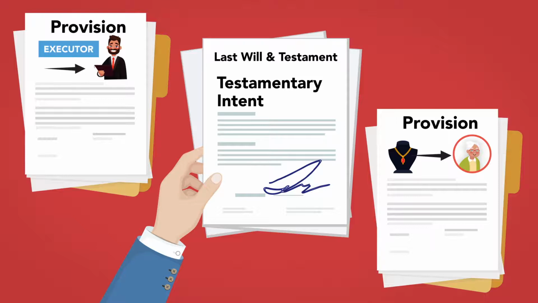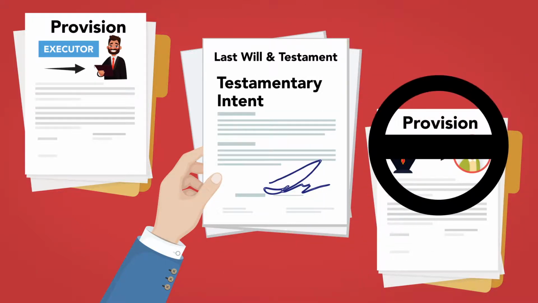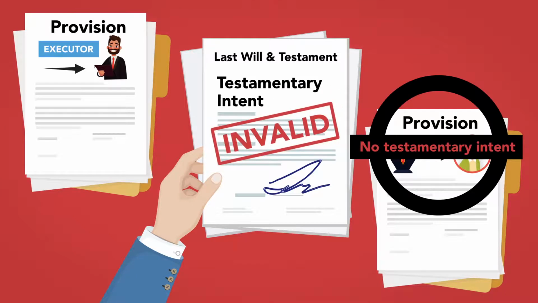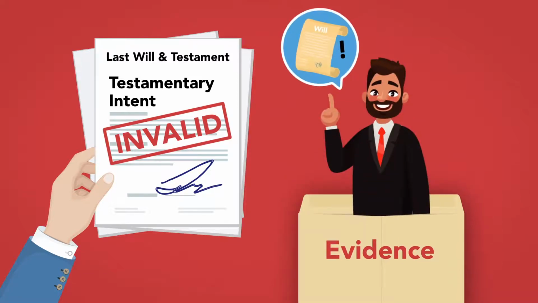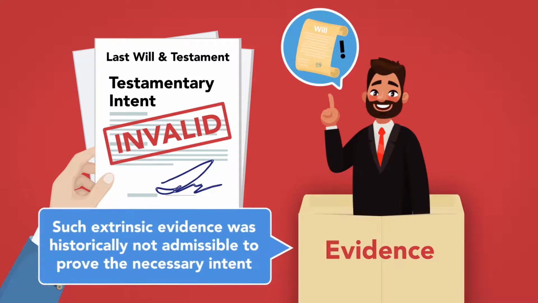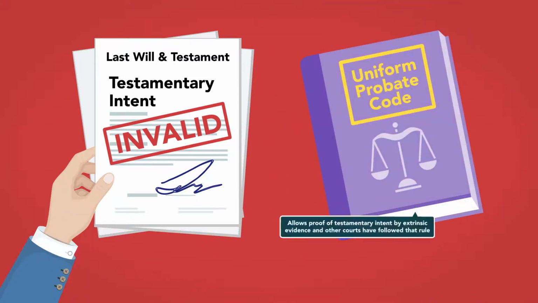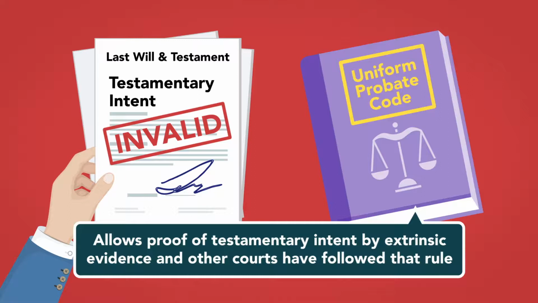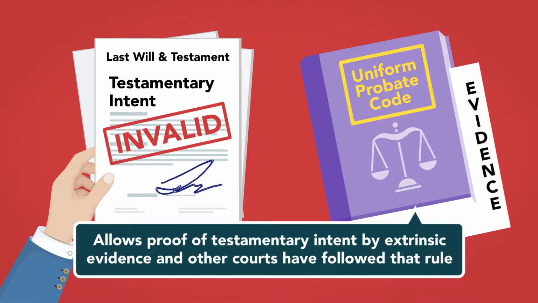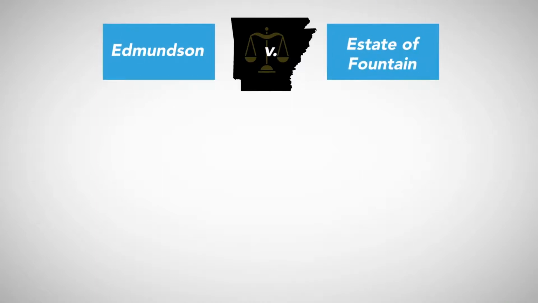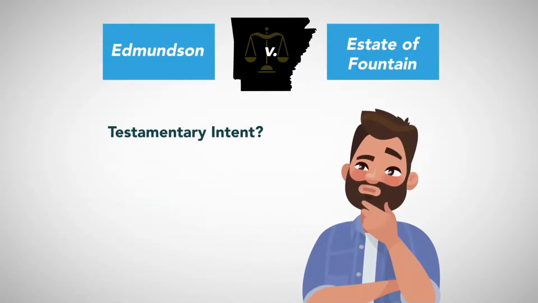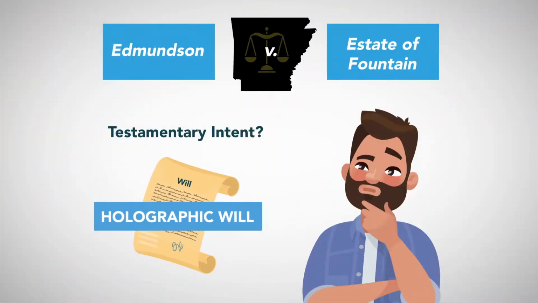Where a document does not show an intent to dispose of a person's property, there is no testamentary intent, and so the will is invalid. If there is outside evidence, such as a witness that the testator intended it to be a will, such extrinsic evidence was historically not admissible to prove the necessary intent. However, the Uniform Probate Code allows proof of testamentary intent by extrinsic evidence, and other courts have followed that rule. An Arkansas case, Edmondson v. State of Fountain, demonstrates the difficulties in determining testamentary intent from a will, in that case, a holographic will.